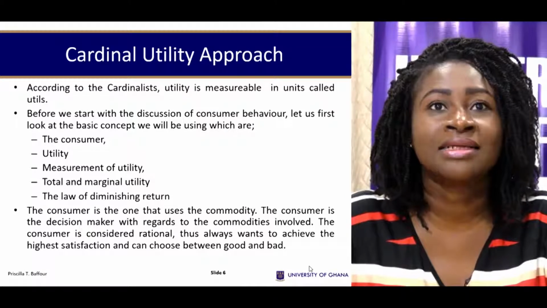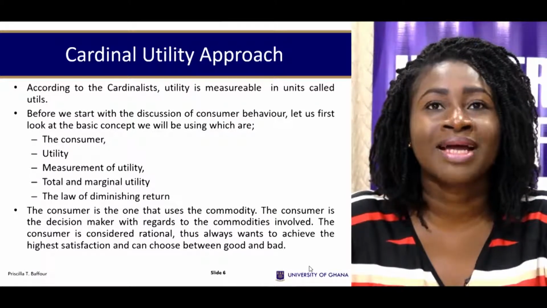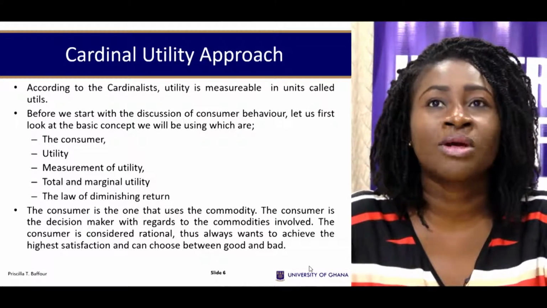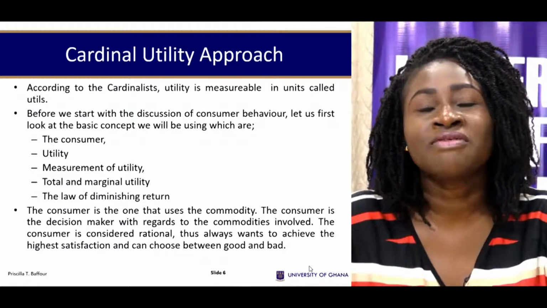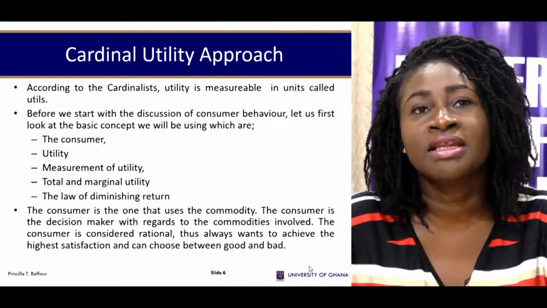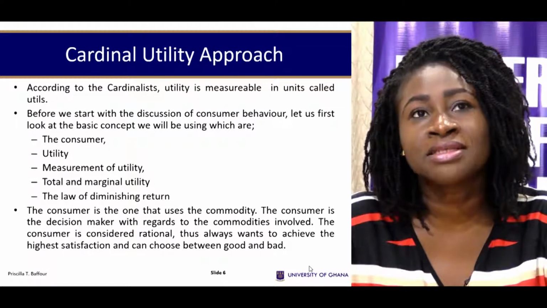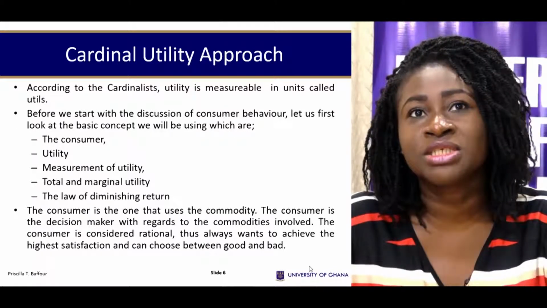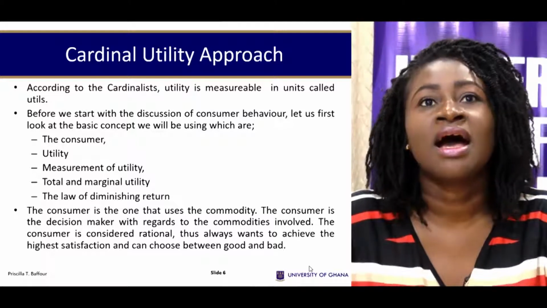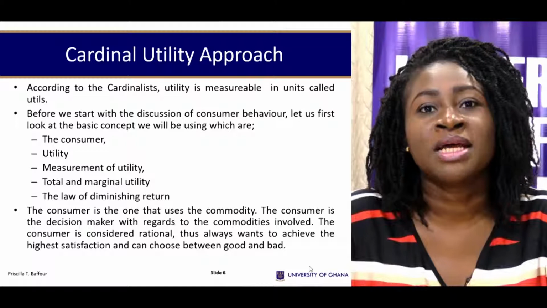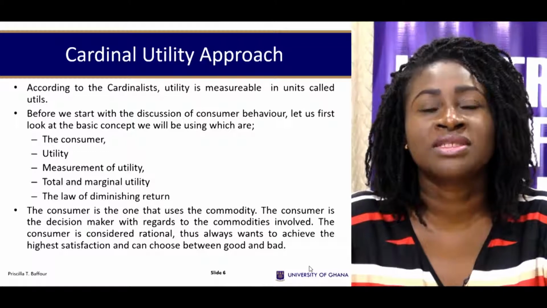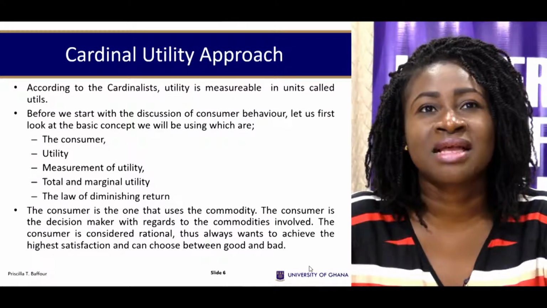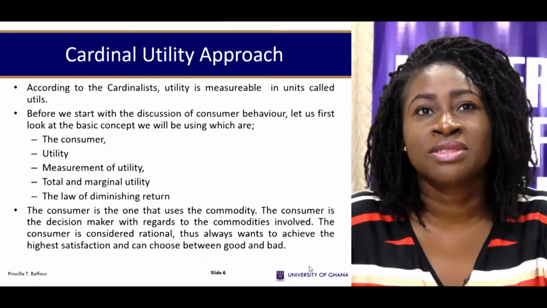So according to the cardinalists, once you consume a good, you can tell us that you derive a certain quantum of satisfaction from the consumption of that good. Before we go on, we would have to look at who the consumer is, who is the individual that is utilizing the product. In terms of utility, I have mentioned the measurement of utility, which is how people measure their utility. The cardinalists propose that utility is measured in utils. We'll discuss how this comes about, and then we'll look at total utility, marginal utility, and the law of diminishing returns.